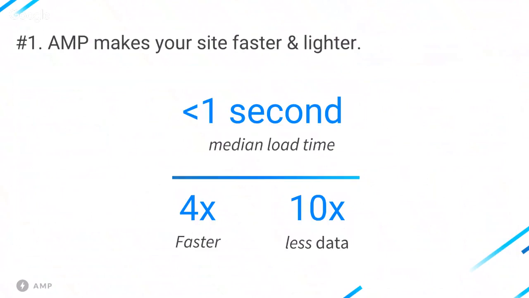Compared to your regular non-AMP mobile site, which sometimes we refer to as canonical, an AMP page consumes 10 times less data and loads 4 times faster.